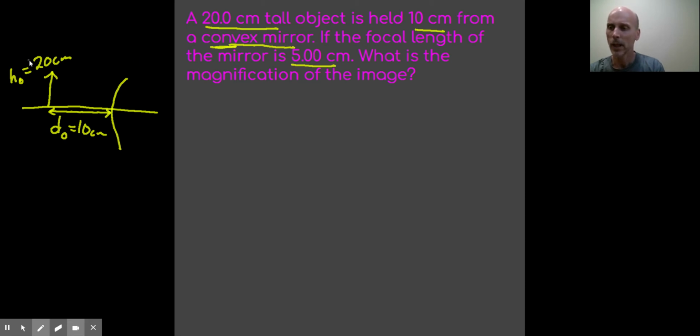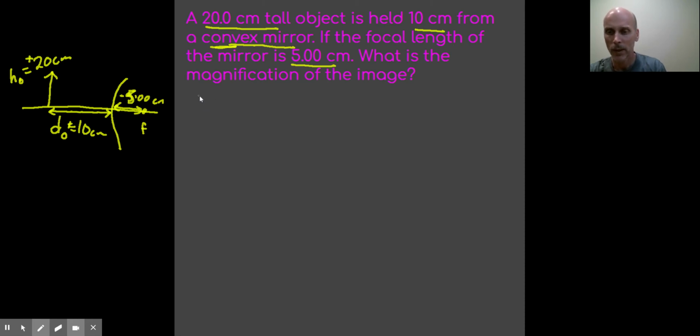Not a big mystery. HO we said was always positive, DO is always positive, but we confirm that with our picture. Then they say the focal length of the mirror is 5 centimeters. So here's my focal length measured from the mirror to here. And they say it's 5.0 centimeters. But because I drew this quick little ray diagram, I see right away, I need to be careful. The focal point isn't simply 5 centimeters, it's negative 5 centimeters. So I have a negative 5 centimeter focal point.